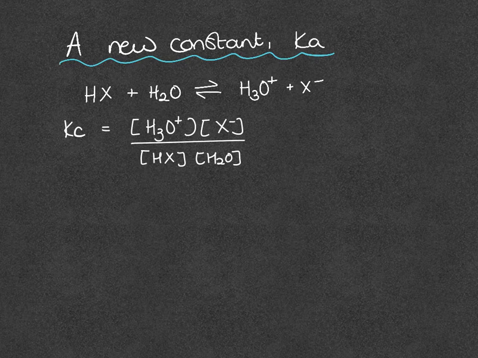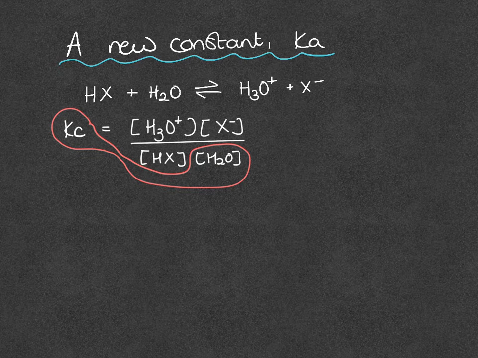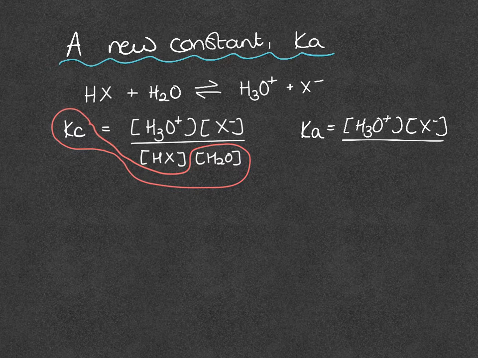Now, because there is lots of water around, we can combine the Kc together with the H2O, and we can make our new constant, which is called Ka. This is the acid dissociation constant. All acids have acid dissociation constants, even strong ones. It's just that we only really use it in calculation for weak ones. So let's write Ka. Ka is the concentration of H3O+ multiplied by the concentration of X- over the concentration of HX.